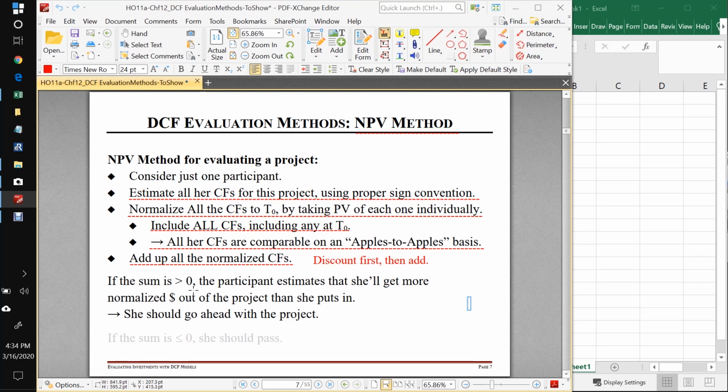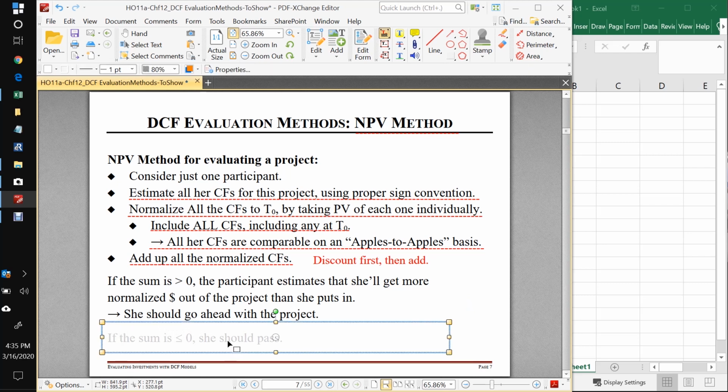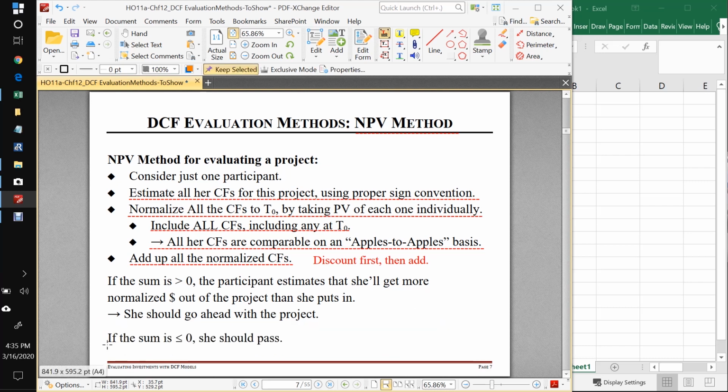Okay, and now, since everything is normalized, if the sum of her beautiful normalized cash flows for this project is greater than 0, the meaning of that is that she estimates she's going to get more normalized cash out of the project than she puts in. So that's going to be a very helpful thing, i.e., if she gets more time-normalized cash out of the project than she puts in, then she should go ahead with the project. And if the sum of her normalized discounted cash flows is less than 0, she should pass on this project and not worry about it.